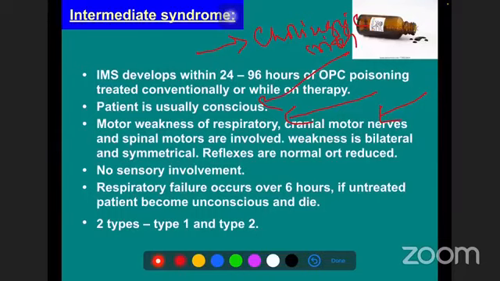Then what occurs? If the cranial motor nerves become paralyzed, say for example the 9th nerve, 10th nerve and 11th nerve, then a person cannot swallow the salivation, it will go into the respiratory system, and then there will be aspiration syndrome. So it is very much important. And no sensory involvement is there, so all the effects will occur in the motor nervous system. And this patient with the intermediate syndrome, if there is no proper treatment, will develop respiratory failure within 6 hours, and ultimately the patient will be unconscious, and the ultimate fate is that the patient will die. So it is very much important to know the intermediate syndrome.